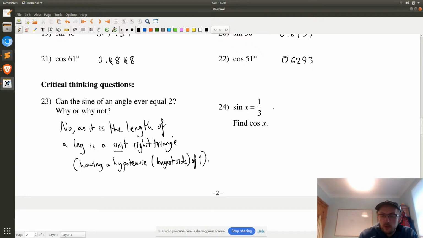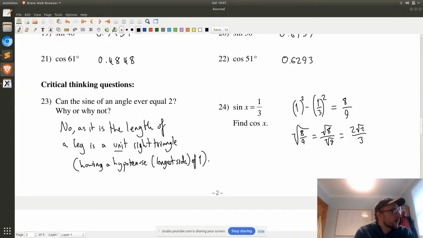Sine of x equals a third. Find cosine of x. So that you can do by doing 1 take a third, 1 squared take a third squared. So that's 1 take a ninth, which is 8 ninths. And then the square root of 8 ninths, which is root 8 over root 9, which is 2 root 2 over 3.